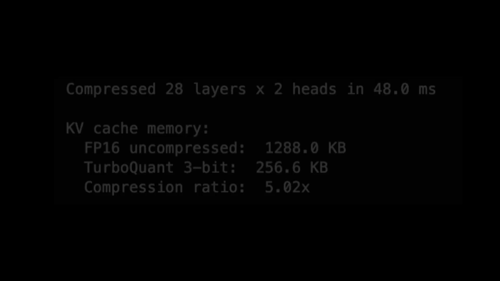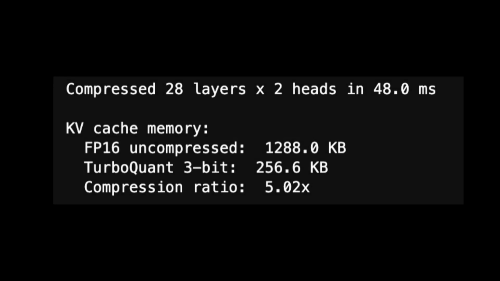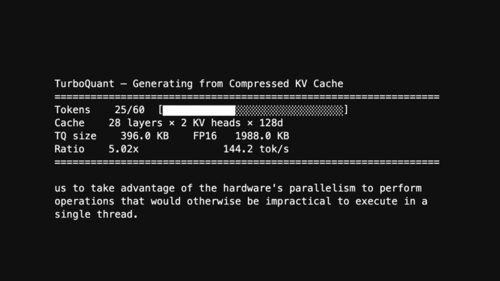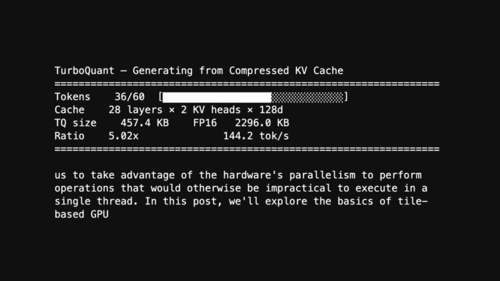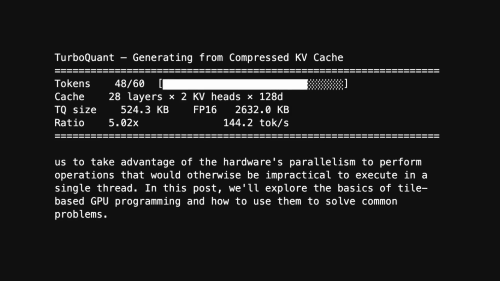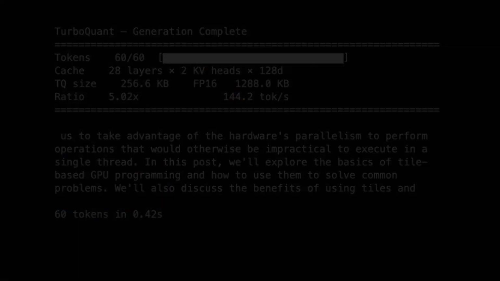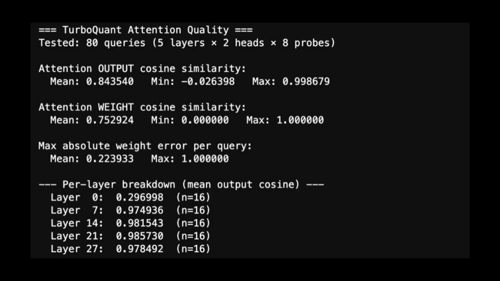Here's what happened. We take the full KV cache, so 28 layers, every key and value vector, and compress it down to 256 kilobytes. When we let the model run, the results speak for themselves. The compression is invisible to the model. And the attention quality is solid. Compared with the PyTorch reference, it's 0.99 cosine similarity across the board.